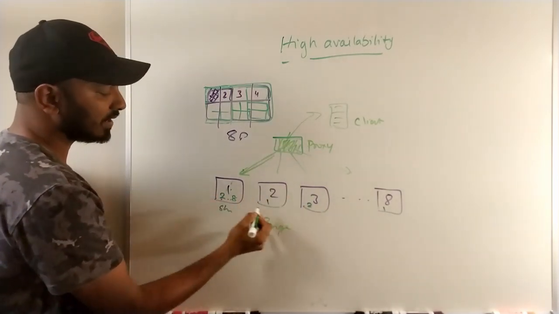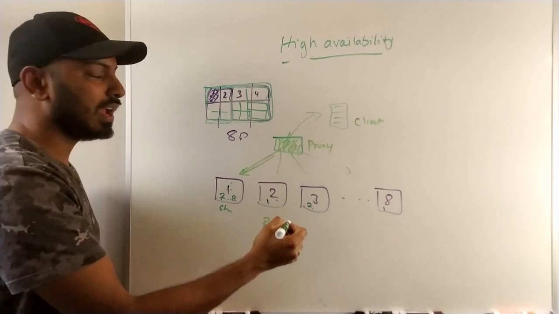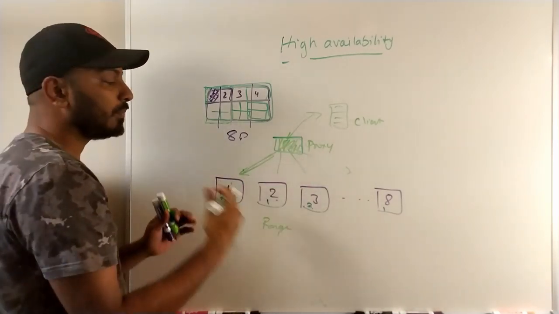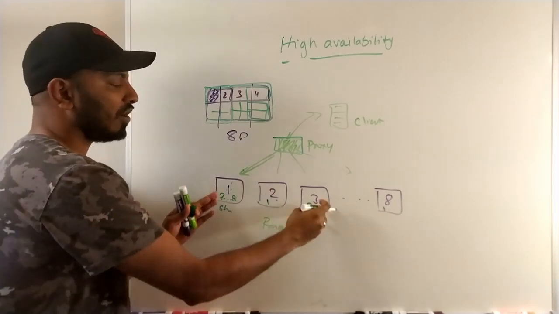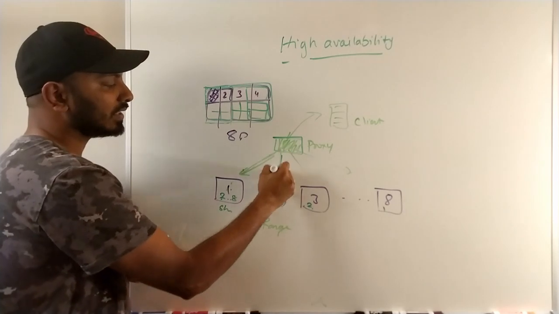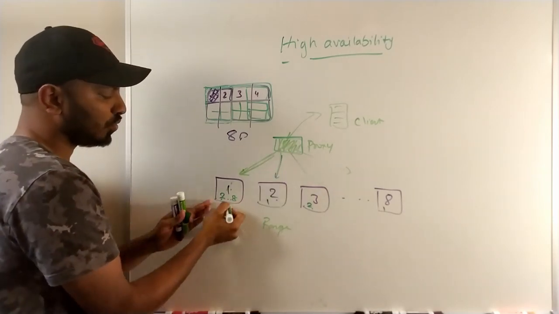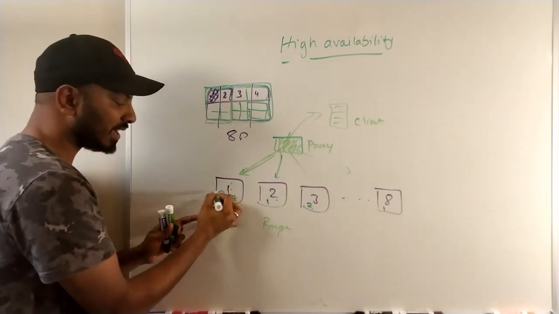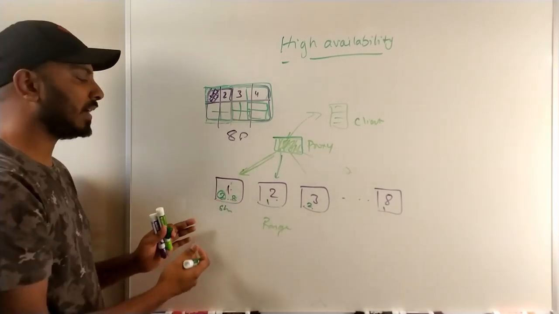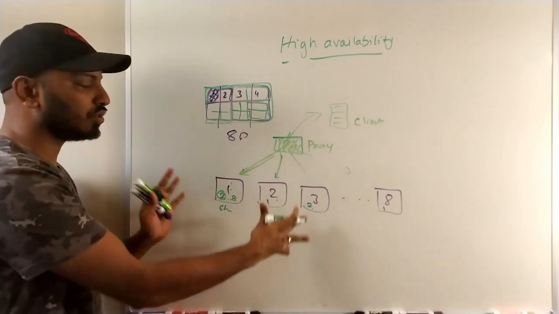So 2's data is here as well, and here as well. It can send that query to here or here, based on the load on each server. If it knows that this is heavily loaded, it can redirect the query for shard number 2 to shard number 1, where it also has the data, which is a less heavily loaded server. So it's fine. We can do it this way.